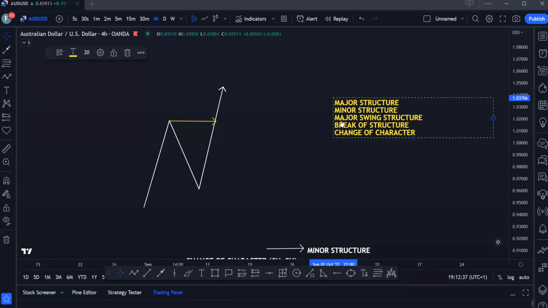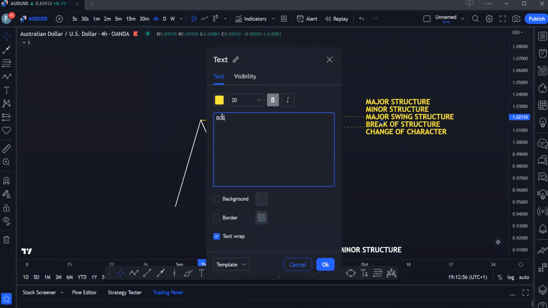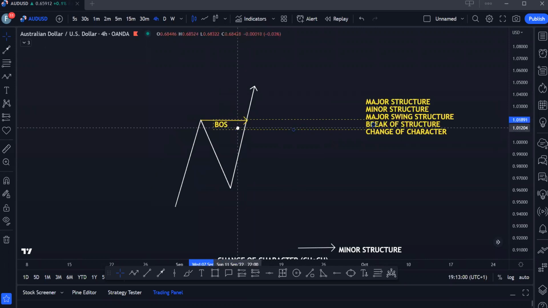Now, based on what Apolabi Adeni is asking, for change of character, yes, you are very correct. Either with the body or the wick is valid. And in buttressing the concept of break of structure, I was giving this particular example here. This is the break of structure right here.